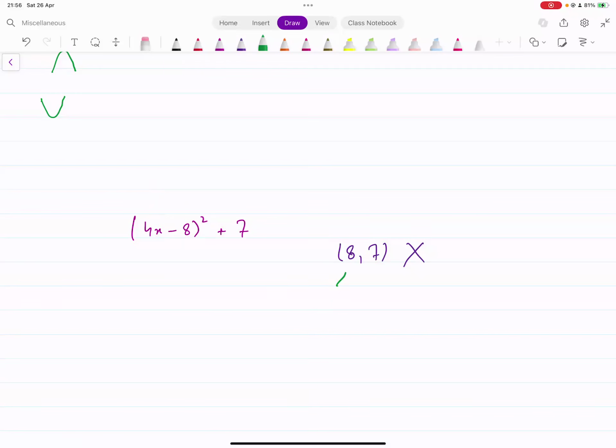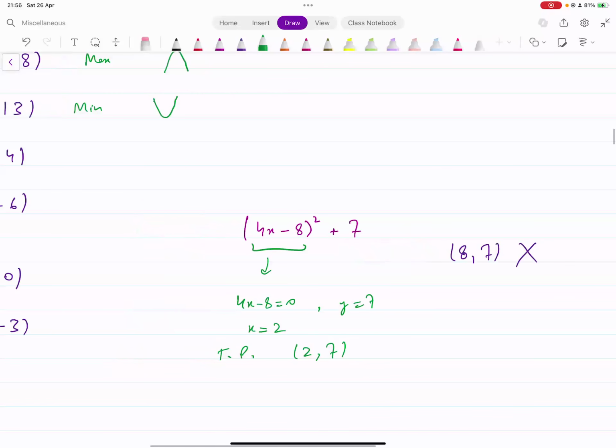So in this case, the x coordinate is not going to be 8. The x coordinate is going to be found by equating this thing to 0. 4x minus 8 equal to 0. And that gives us x equals 8 over 4, which is 2. The turning point is going to be 2 and 7. So the general rule is whatever is inside, you put that equal to 0. That gives you the x coordinate of the turning point. And the number outside is going to be the y coordinate.